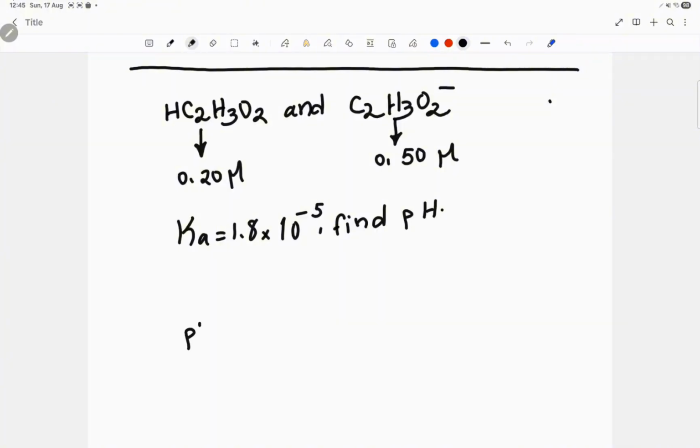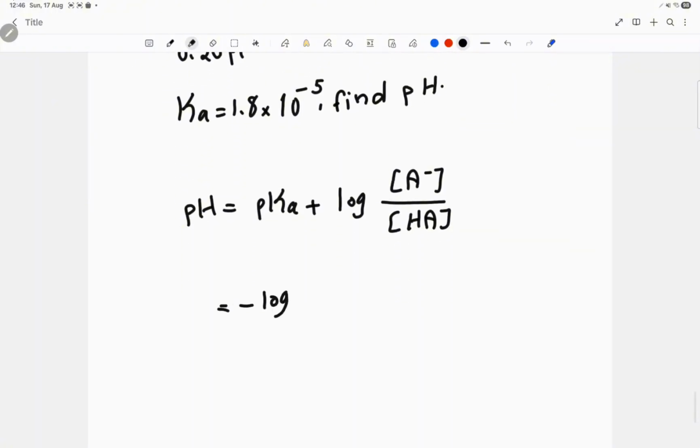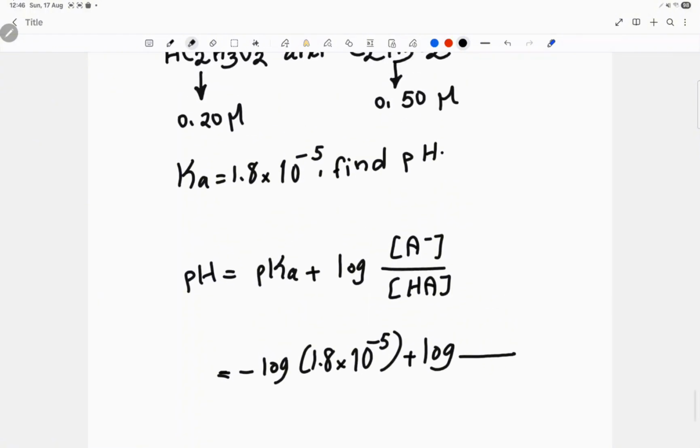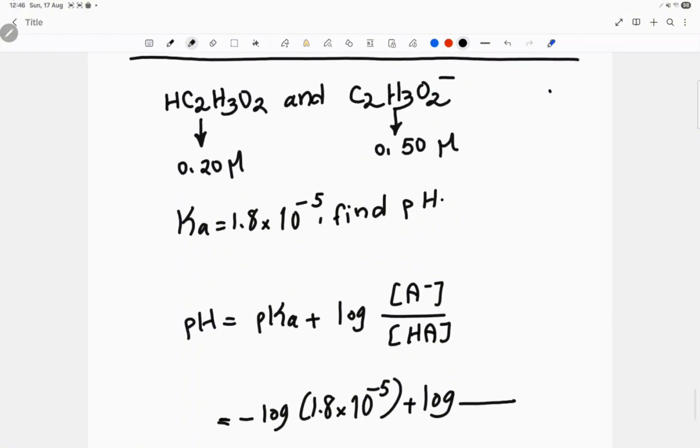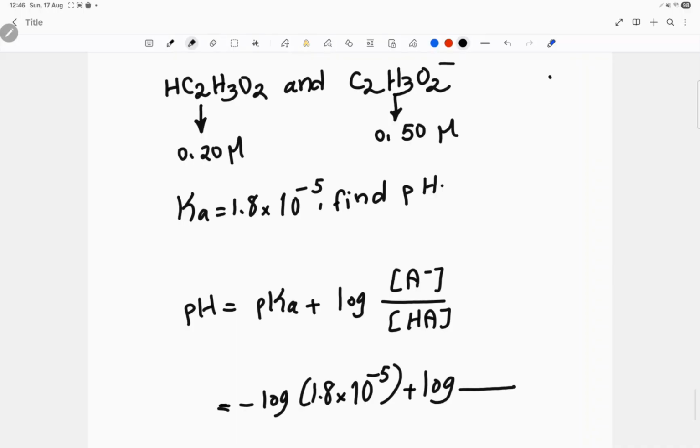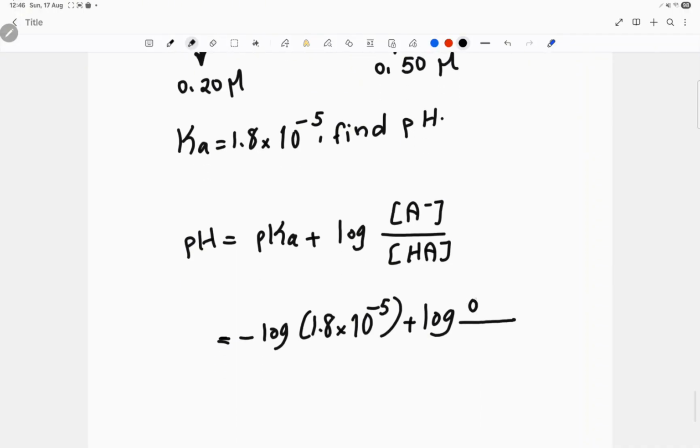But that's very rare. So we're going to say pH is equal to pKa plus log conjugate base over weak acid. Now pKa just means, in your calculator, negative log of 1.8 times 10 to the power of negative 5. Plus log, we have the conjugate base concentration. The square brackets mean concentration. The conjugate base is the negatively charged one, which is the 0.50 over the 0.20. You can do it in the calculator and let me know how much you get.